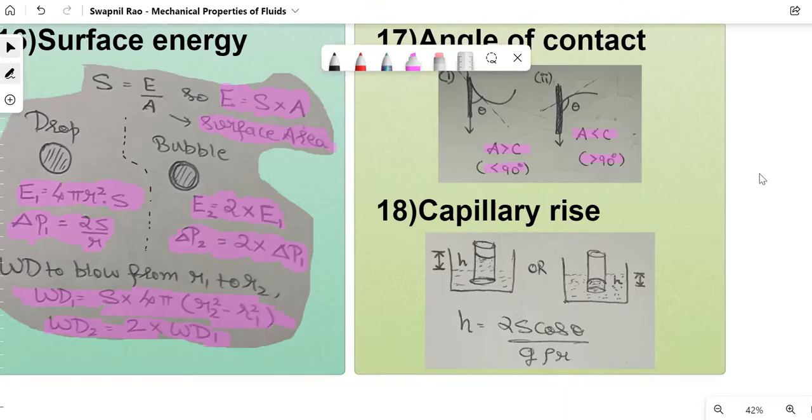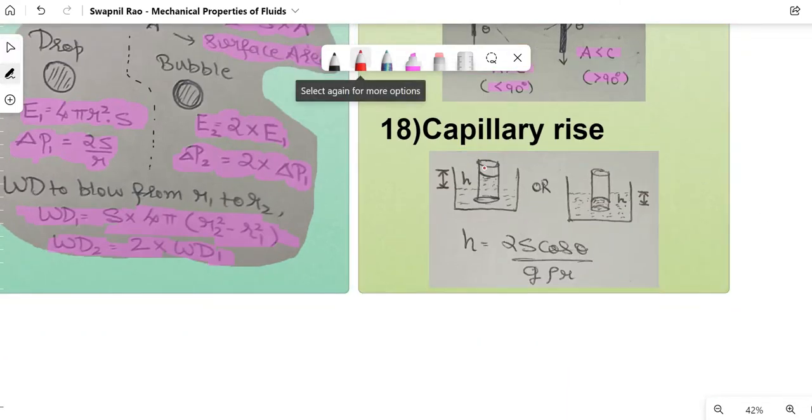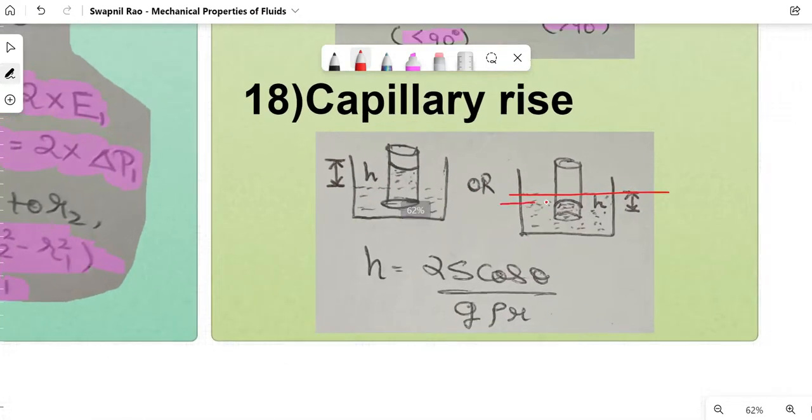The last concept is going to be capillary rise. You have to just note down what h is. Over here, h is going to be the height difference. As you can see, it's very small, but this is going to be the height h. This small distance, h. It might not be clear, but yeah, this is going to be h over here.